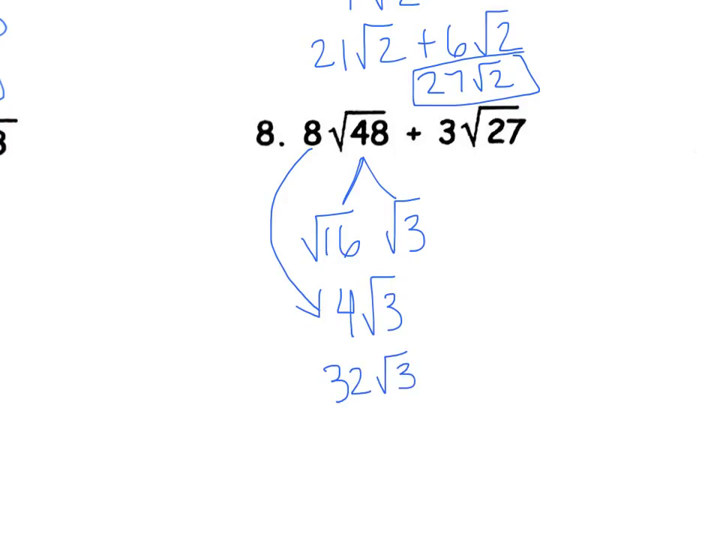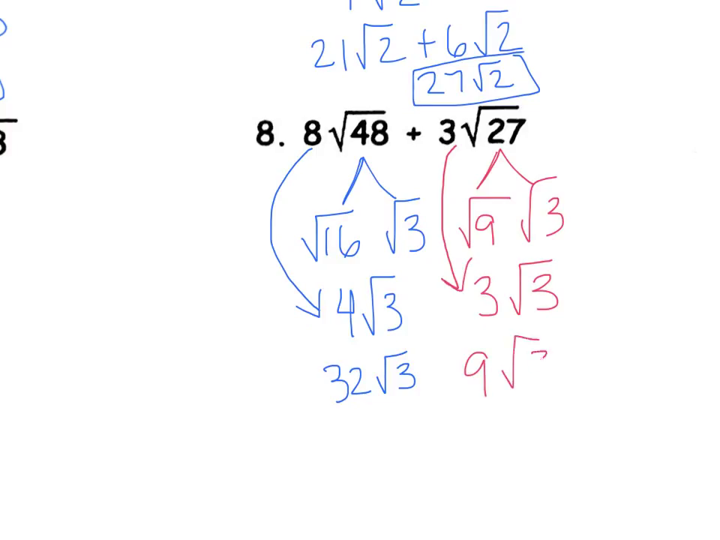Radical 3. Now, the second radical, I'm going to show you here in a different color, can also be simplified. The highest perfect square that goes into 27 is 9. Okay, 9 goes into 27 3 times. We know the square root of 9, that's 3. Attach our radical. And don't forget to multiply the number in the beginning. 3 times 3 is 9, radical 3, positive 9. And now you'll see that we have 2 radicals that are like terms, and now we can combine these. 32 and 9 makes 41 radical 3.